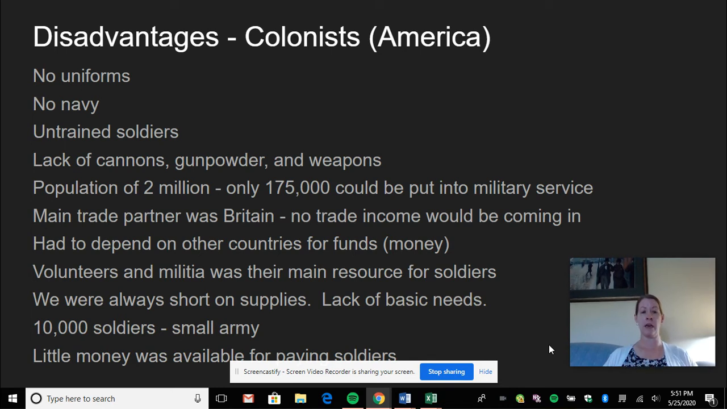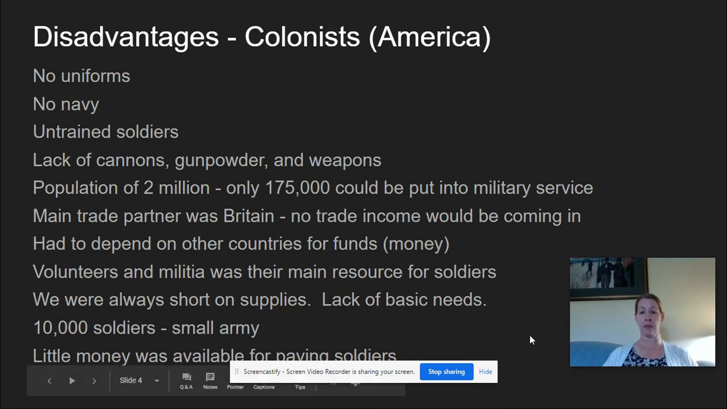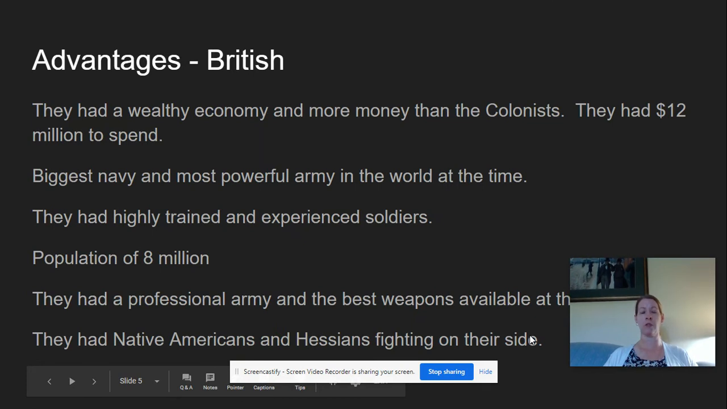They had to depend on other countries for funds and money, meaning that volunteers and militia were their main resource for soldiers. They were always short on supplies and they lacked the basic needs. 10,000 soldiers was all that they had, so a very, very small army, and little money was available for paying the soldiers, so many were going without being able to send money home to their families.